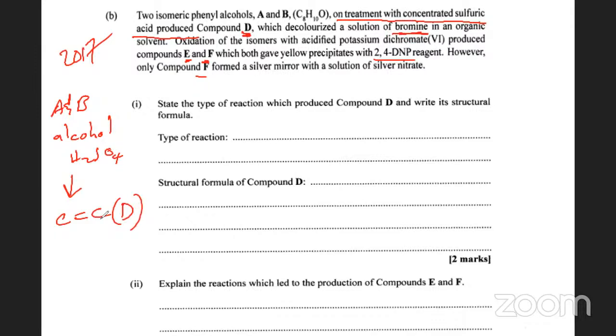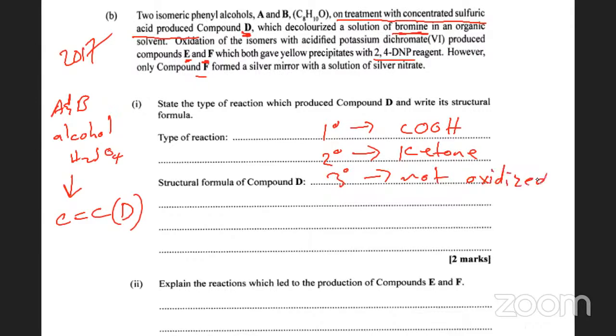oxidation of the isomers with acidified potassium permanganate produced compounds E and F. So oxidation of alcohols: tertiary alcohols are not oxidized. Primary alcohol will give carboxylic acid. So primary alcohols are oxidized to carboxylic acid. Secondary alcohols will give you a ketone. Tertiary alcohols, not oxidized. All right. So oxidation of the isomers, meaning isomer A and B, oxidation of them with potassium permanganate produce compounds E and F.